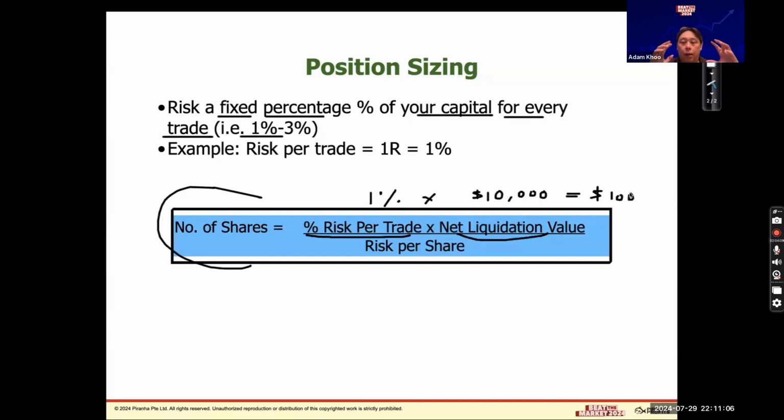Okay? So this $100 is your total risk. You have to take the $100 total risk divided by the risk per share. What is risk per share? It is your 1R distance. This will give you the number of shares to buy. So let me give you an example so that it's crystal clear.